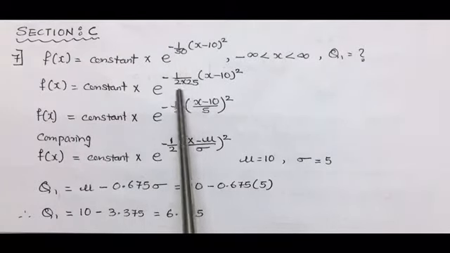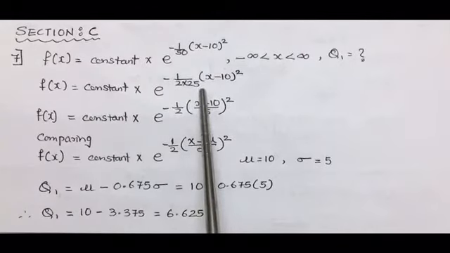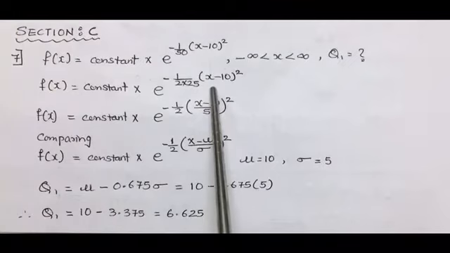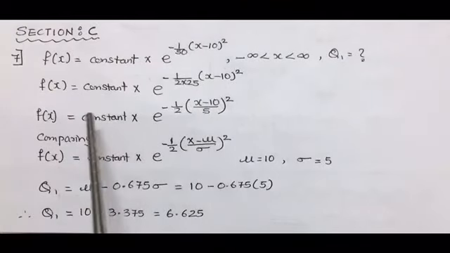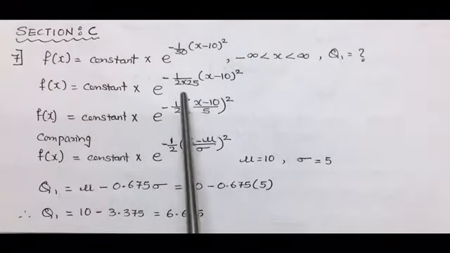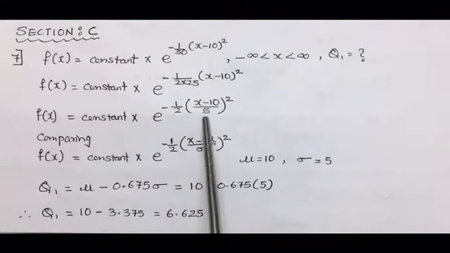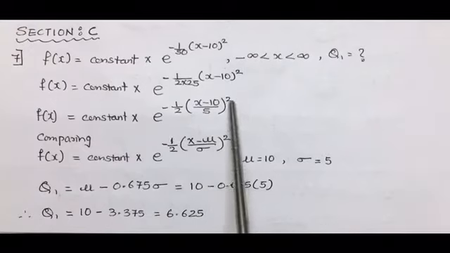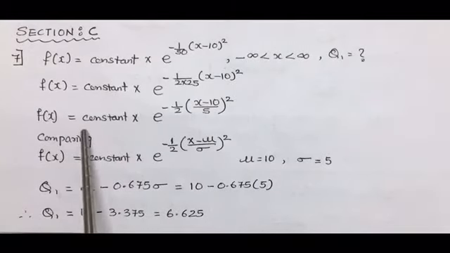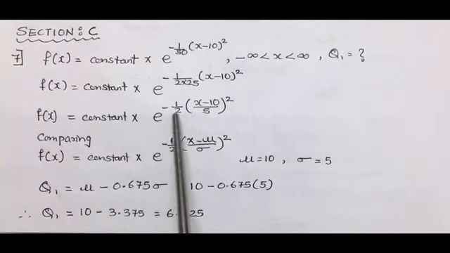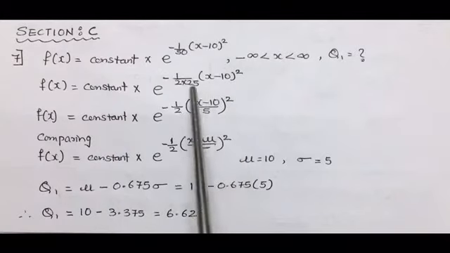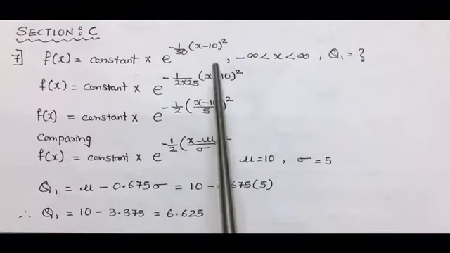So expressing this 50 in terms of 2 into 25, so that from here the value of mu and sigma can be calculated. Taking this 25 and expressing it as ((x minus 10) upon 5) whole square. So f(x) is equal to constant into e raised to minus 1 by 2 ((x minus 10) upon 5) whole square. So this is a complete adjustment which is being done.